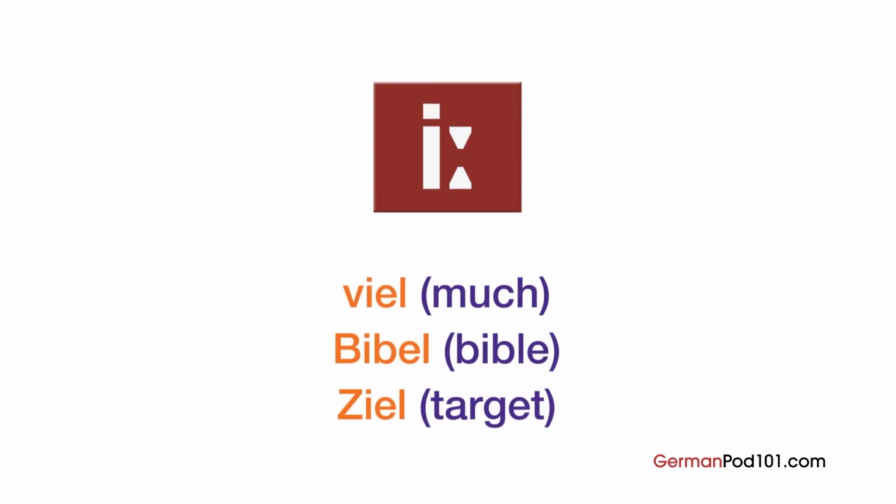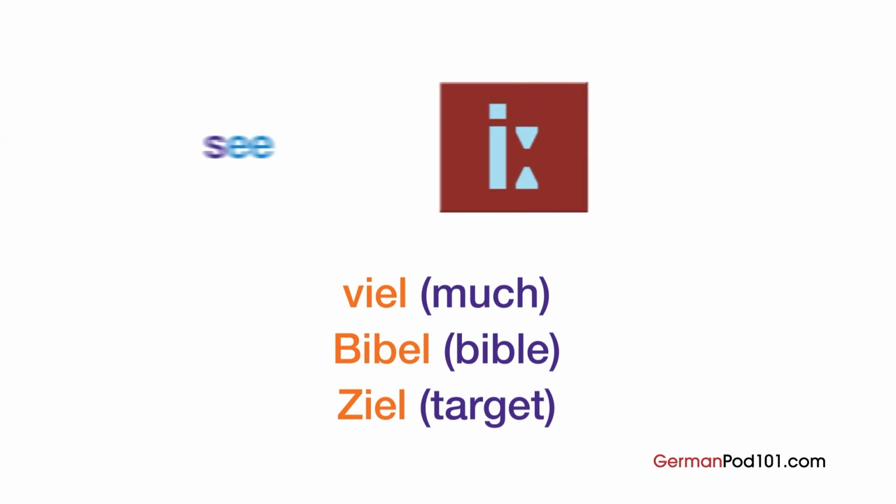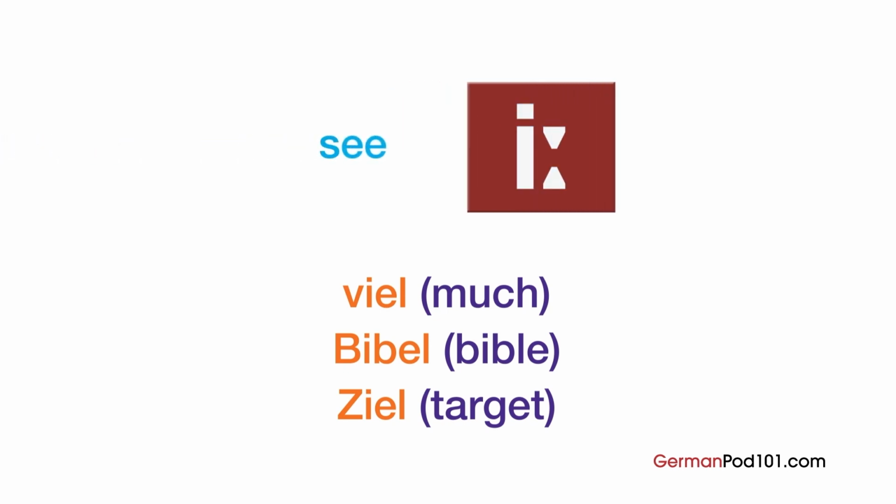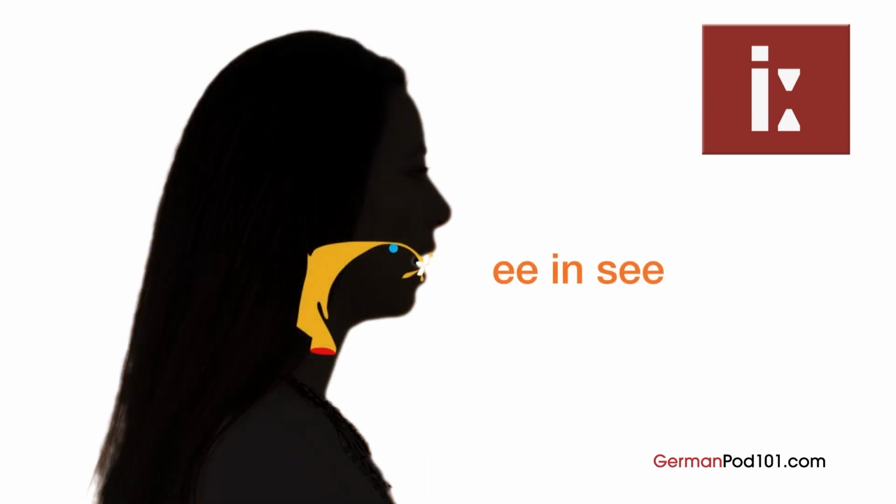The next vowel is I, as in viel, Bibel, Ziel. It's identical to the double E sound in the word see.